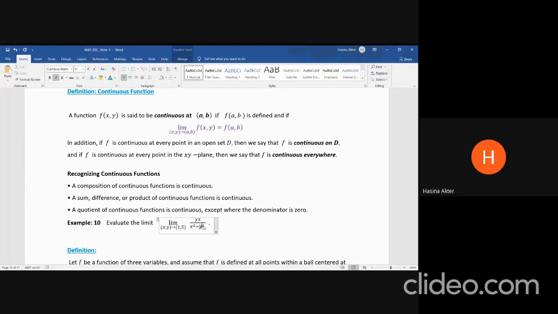So if I say that the point 1, negative 1 is not in the domain, because 1, negative 1 is on the line y equals negative x. So then try to evaluate this. This should be number 13.